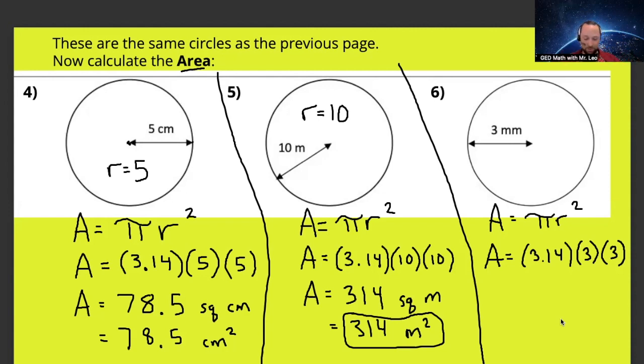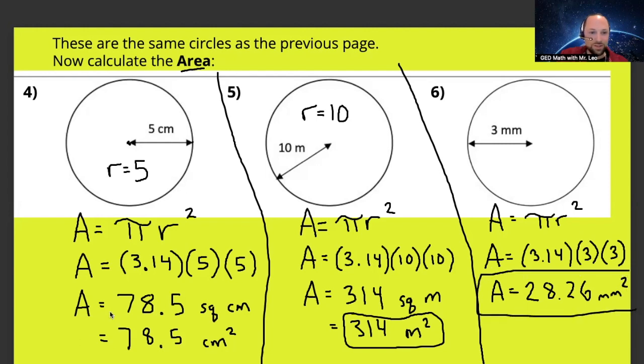Let's type it in though. 3.14 times 3 times 3. I got 28.26. Final answer here, area is 28.26. What units? Millimeters. So in this case, that would be square millimeters. I'm going to write mm with a little 2 in the corner. Beautiful. All right.